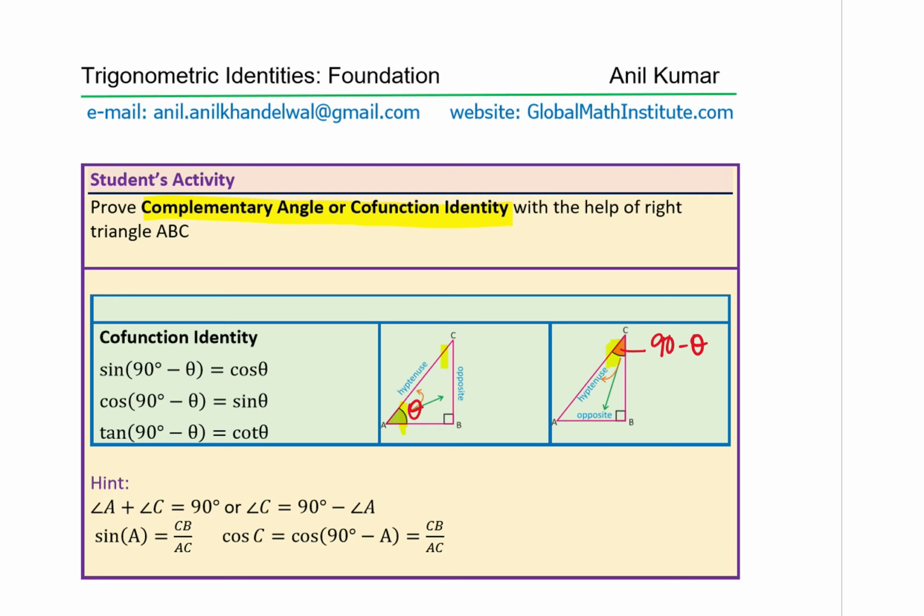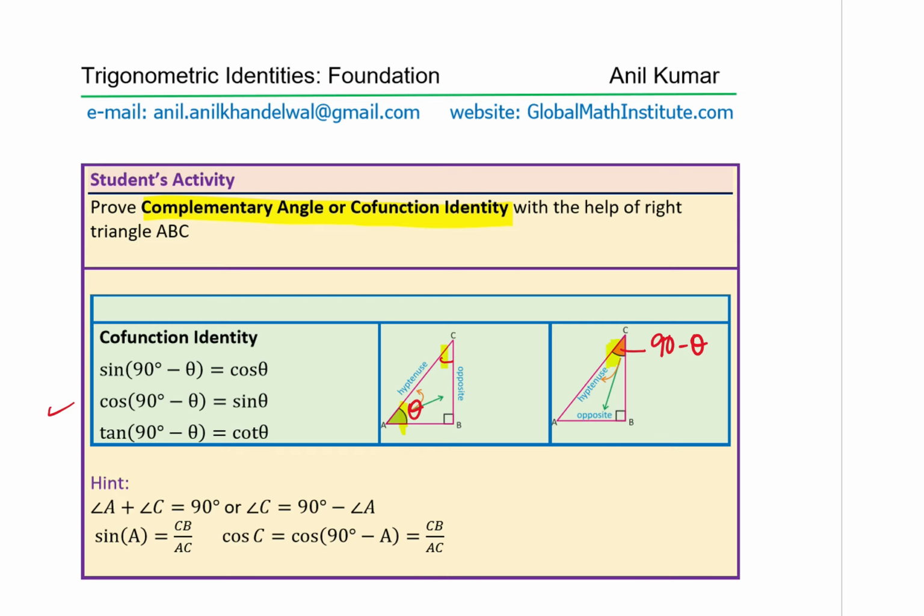Sine A. Let us say this angle is A. In that case, sine A will be the ratio of CB over AC, right? But if you look from the other side, in that case, this ratio is of cos C, which is 90 minus A. And that shows that cos of 90 minus A is same as sine of A. And you can prove this particular identity. So that is the concept, right?